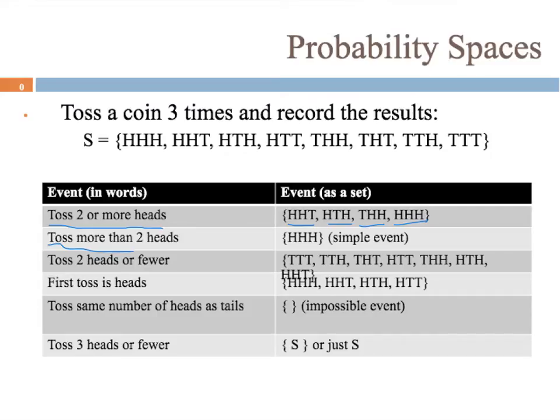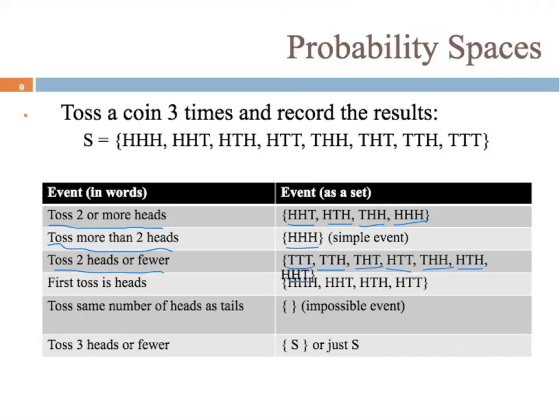Toss more than 2 heads. The only time that can happen is if we get all heads. And that's a simple event because it's just one of the events by itself. Toss 2 heads or fewer. So we could have all tails. Just 1 head, just 1 head, just 1 head, 2 heads, 2 heads, 2 heads. So all 7 events except for getting all heads, basically.